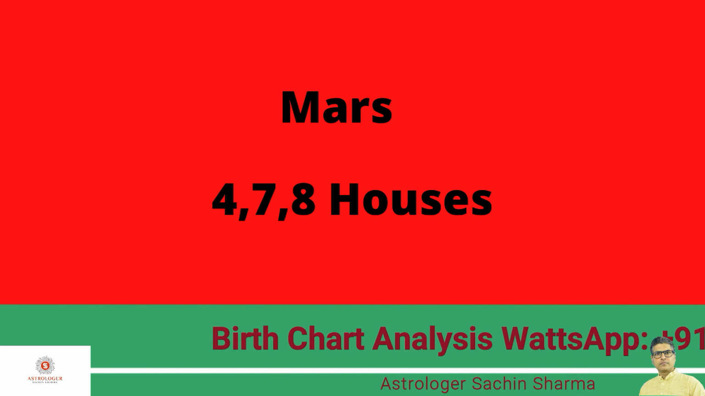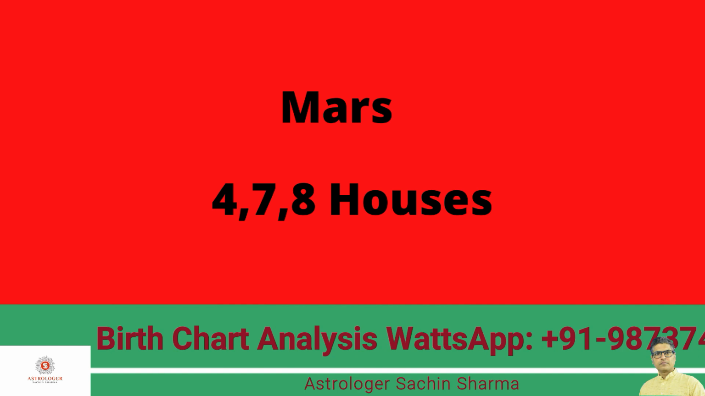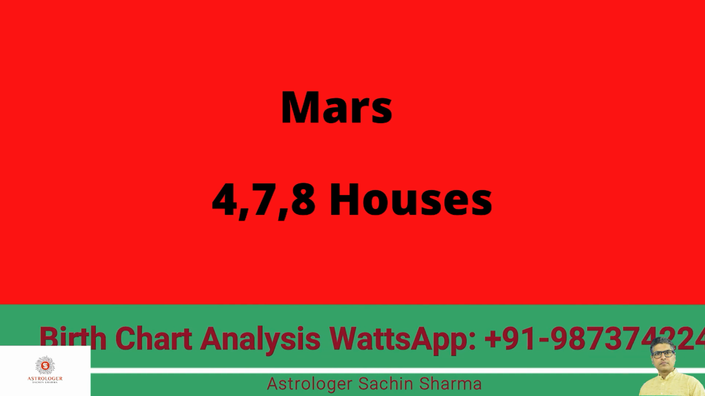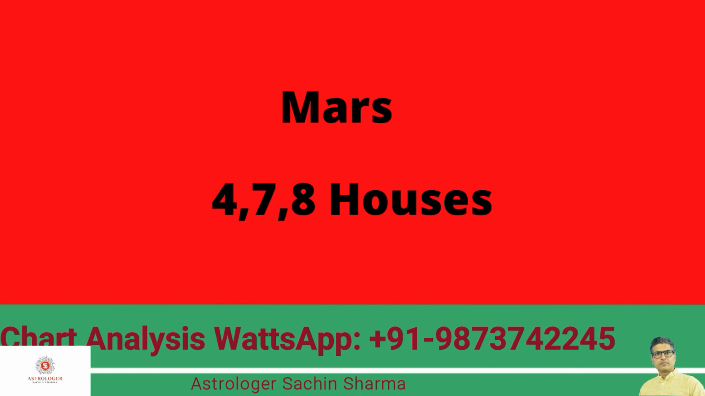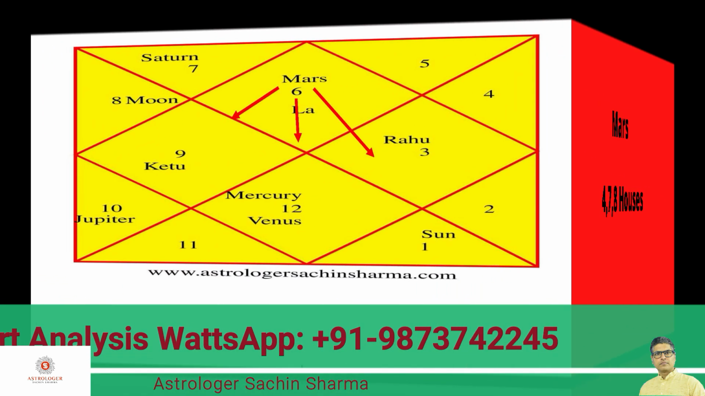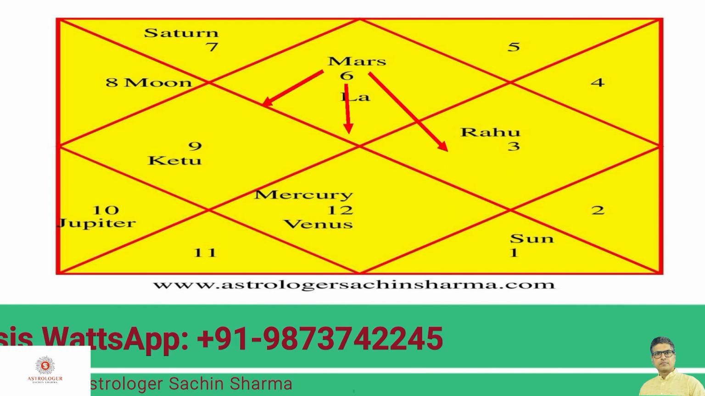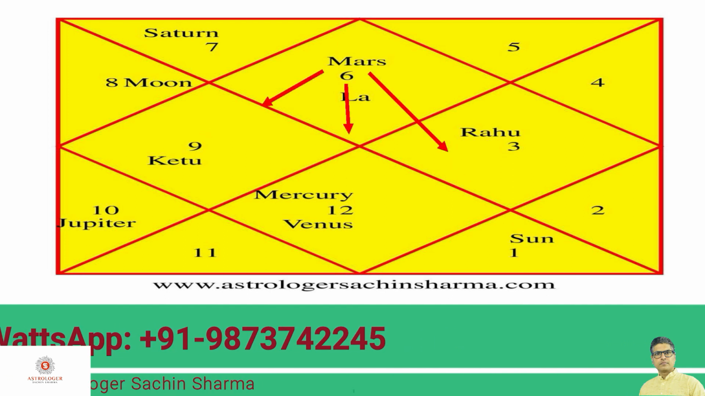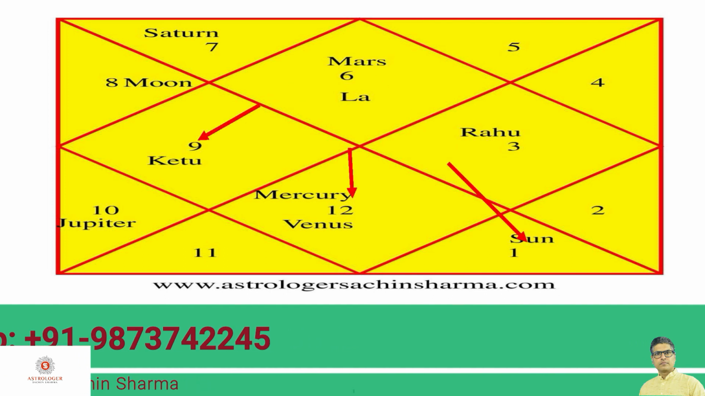Mars will aspect the 4th house from where it is placed. It will aspect the 7th house from where it is placed. It will aspect the 8th house from where it is placed. So let's understand this concept practically here. In this birth chart, Mars is placed in the 1st house, and as per our previous discussions, Mars will aspect the 4th house, 7th house and 8th house, as you can see with the help of these arrows here.